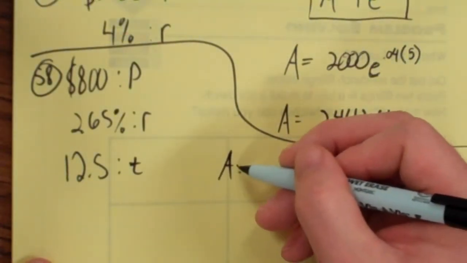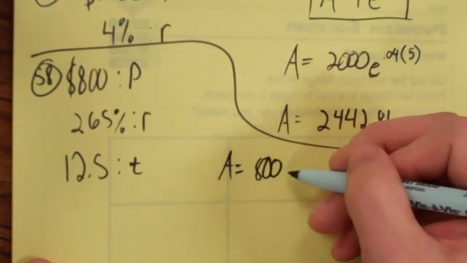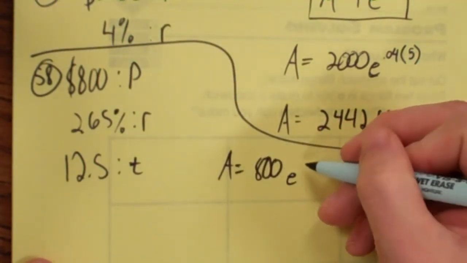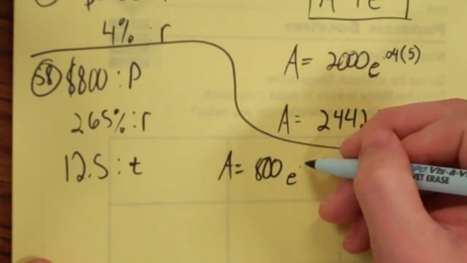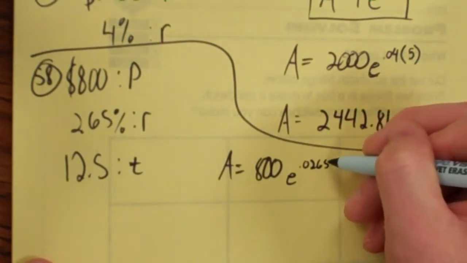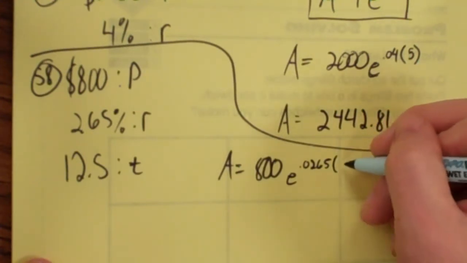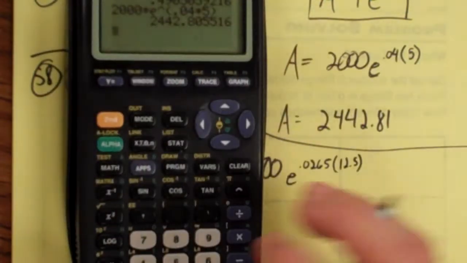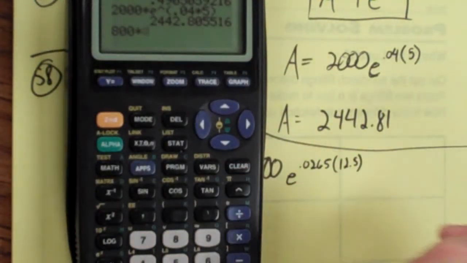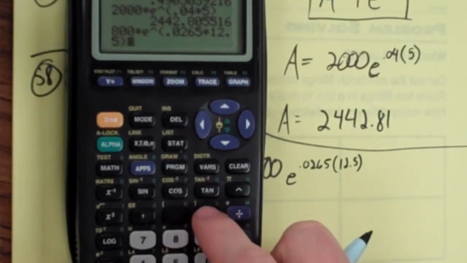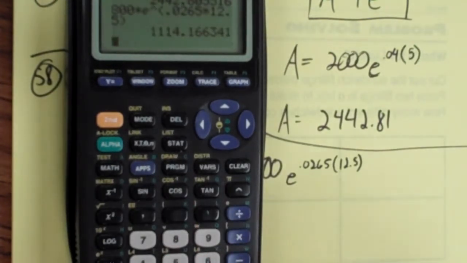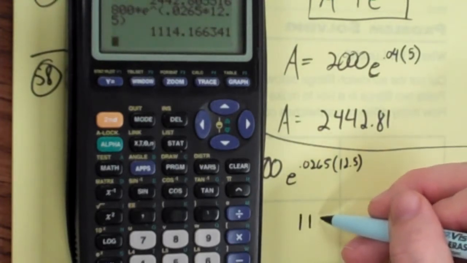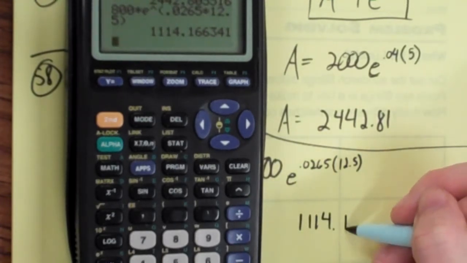So A is equal to the principal, which is $800, times e to the rt. r is 0.0265. We need to put it in decimal form. We're going to multiply this by 12.5. 800 times e to the 0.0265 times 12.5. We're going to raise it to that power. And that is $1,114.17.